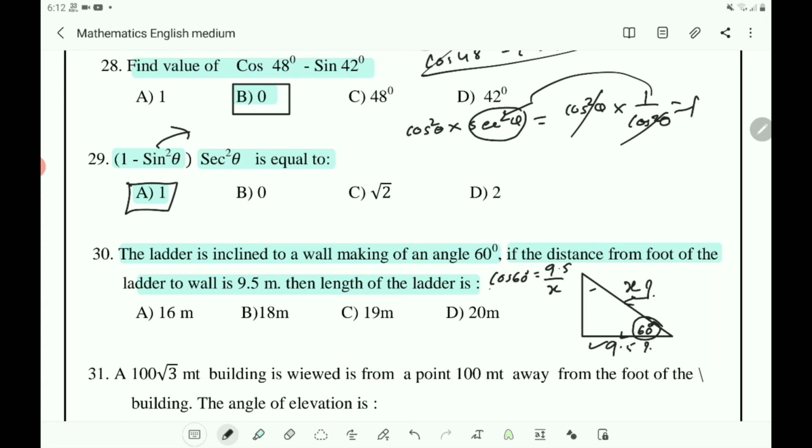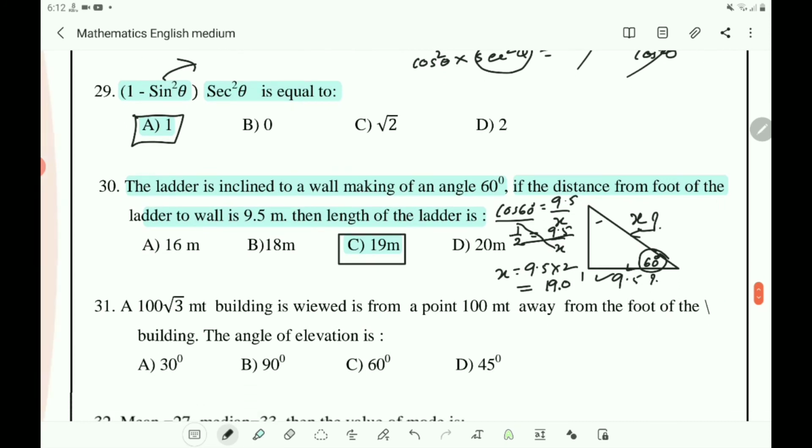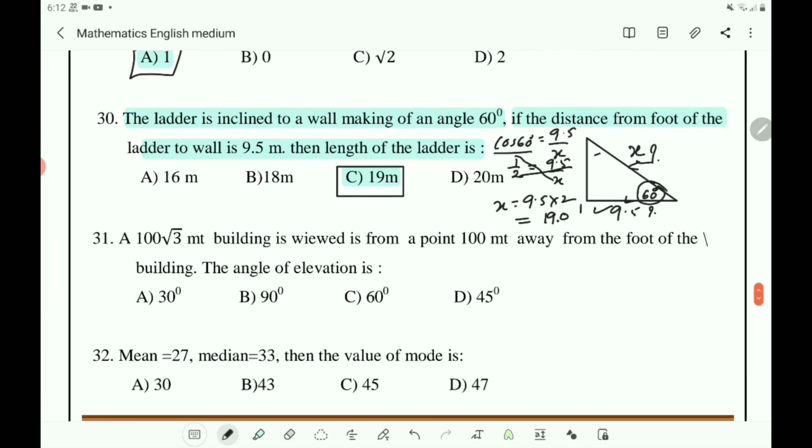Then cos 60 degree. What is the value of cos 60 degree? That is 1 by 2 equals 9.5 by x. Then x equals, do the cross multiplication, 9.5 into 2. Now 9.5 into 2 is 19. 5 twos are 10, 1 carry, 9 twos are 18 plus 1. So you will get 19.0. Then what is the answer? Option C is the answer. 19.0, which is equal to 19. So 19 meter.